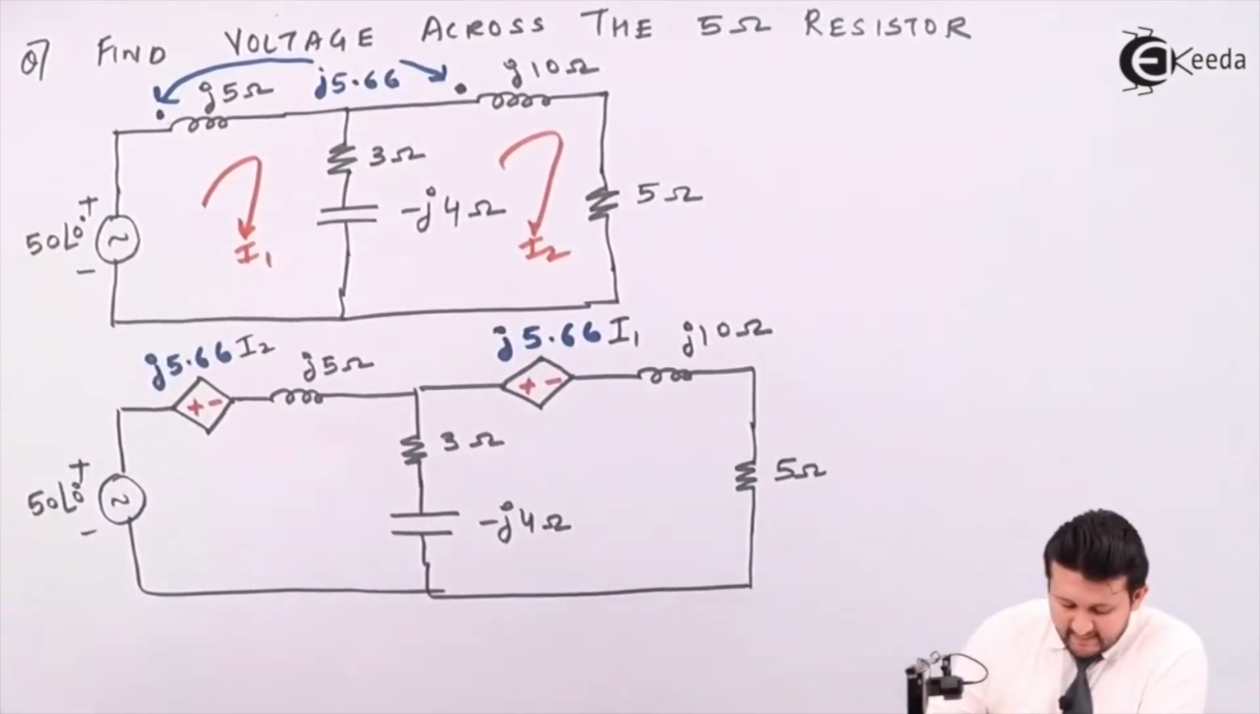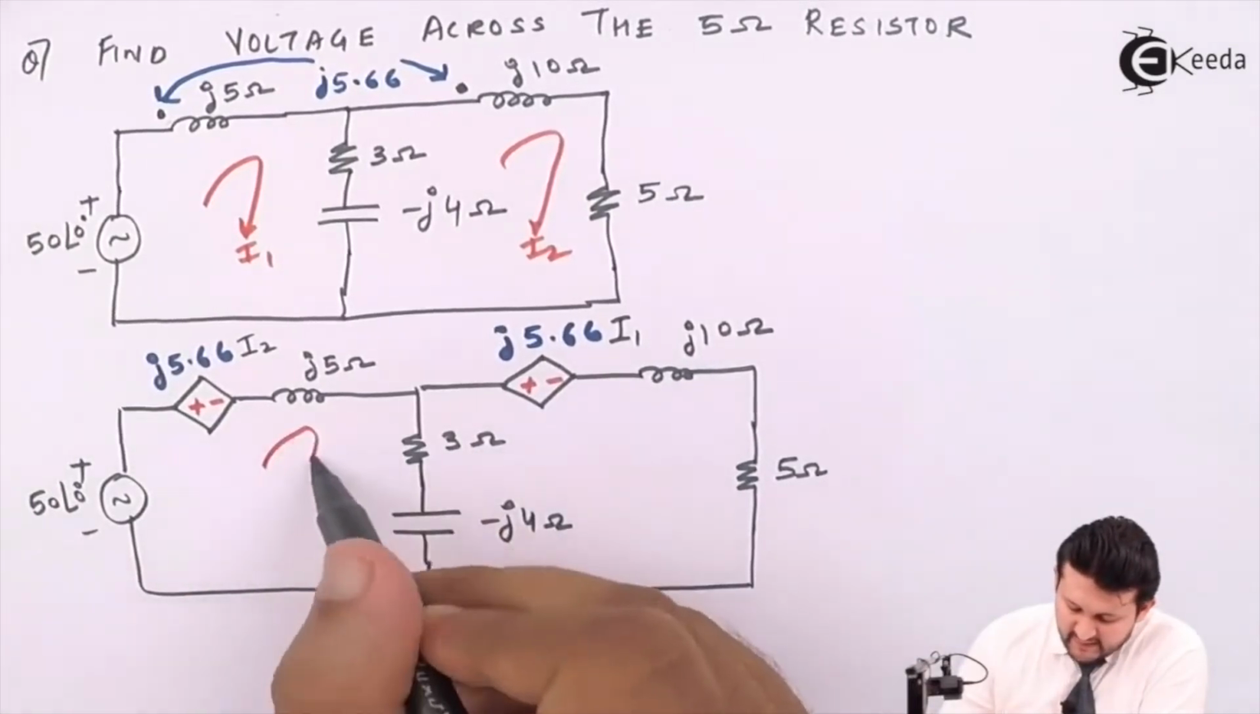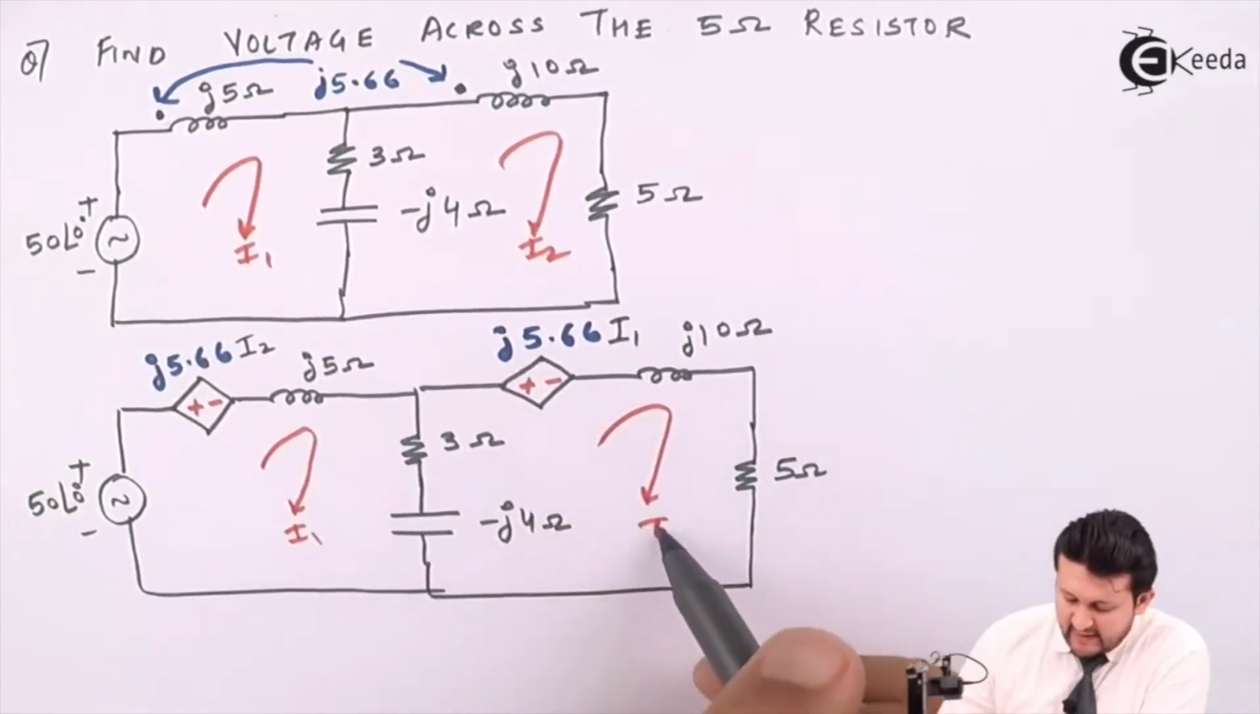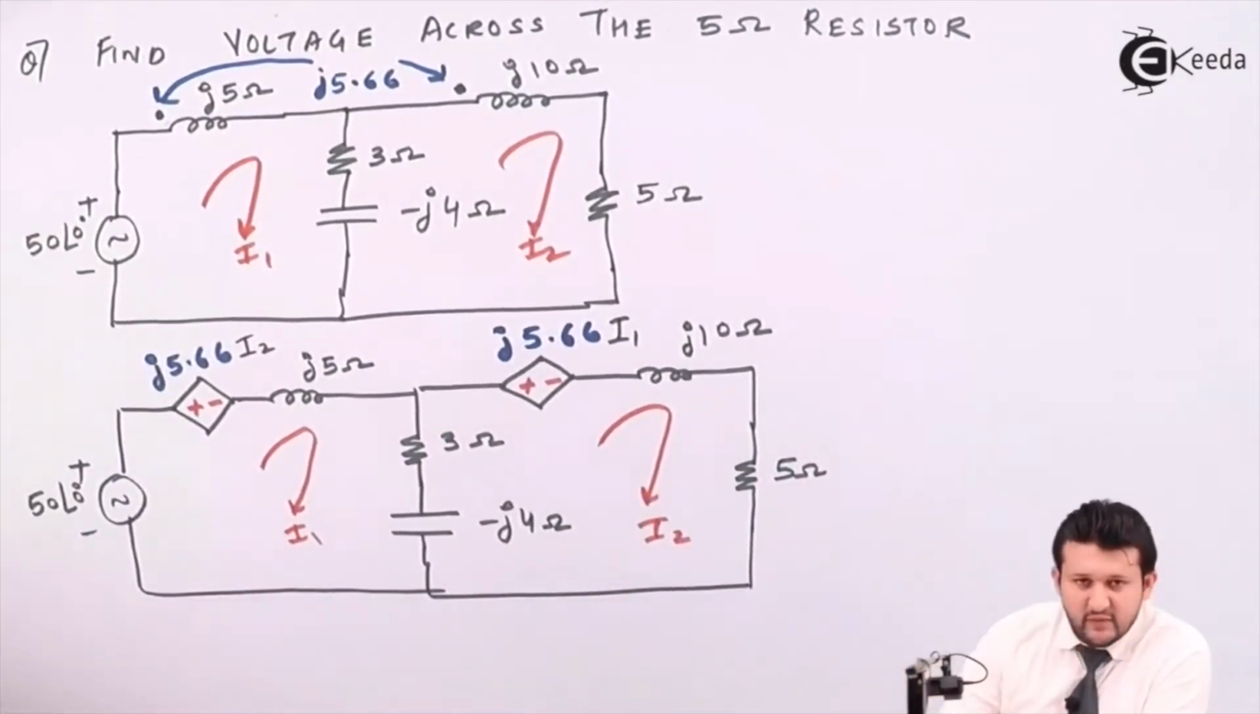Now let's apply the KVL for the following loops. In the first loop, you will be considering your current as I1. In your second loop, you will be considering your current as I2. Since you have two unknowns, my dear friends, and you have two loops, you will be applying KVL in the following two meshes.